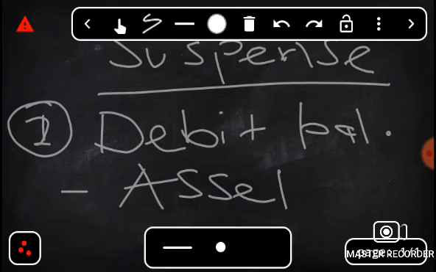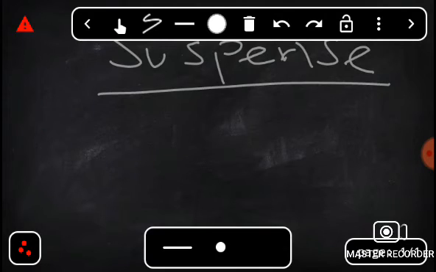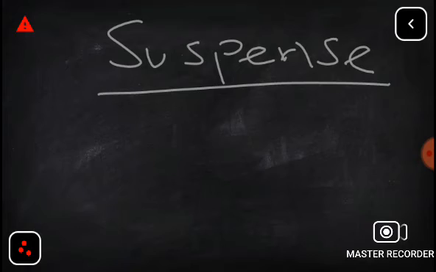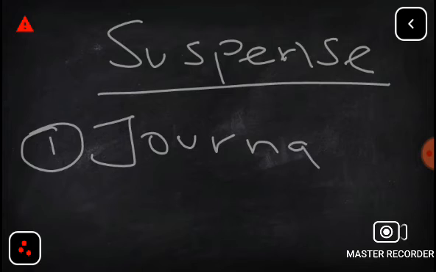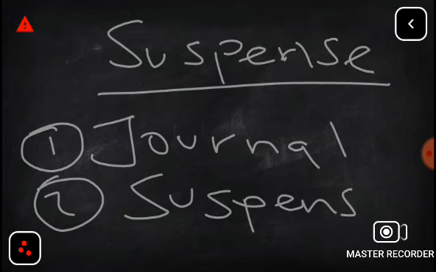Then what else is involved under suspense account? Before we drop this suspense account, there are two things that we must draw up. One, a journal, then we draw up a suspense account. Now in the journal, that's where we record all errors and omissions that took place. All errors and omissions, whether they affected the trial balance or they didn't affect the trial balance, we must record in the journal, which we shall do in the next video.